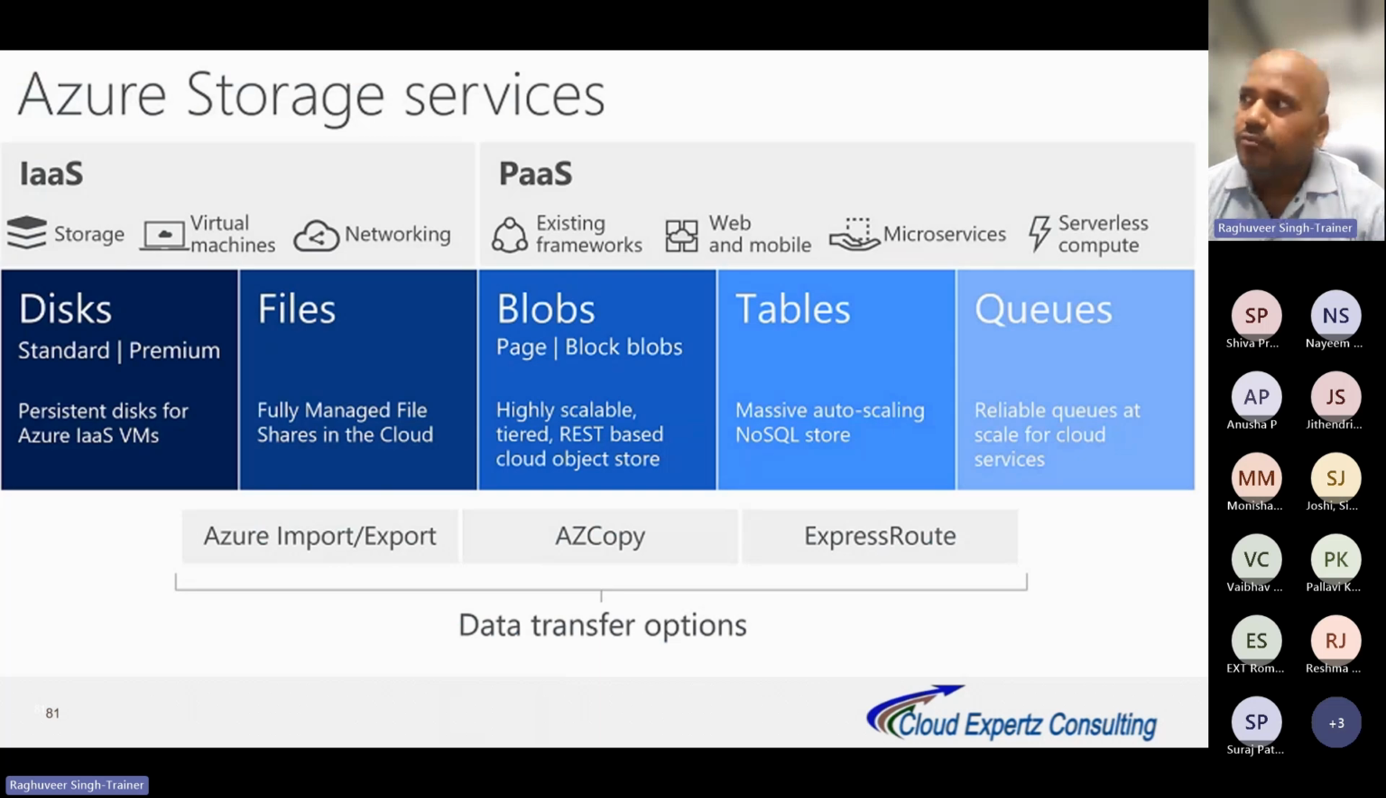So in PaaS, we have three services: blobs, tables, and queues. Blobs are further of two types: page blobs and block blobs.